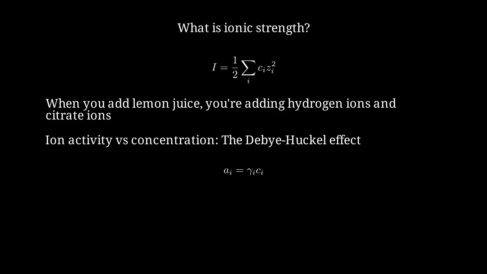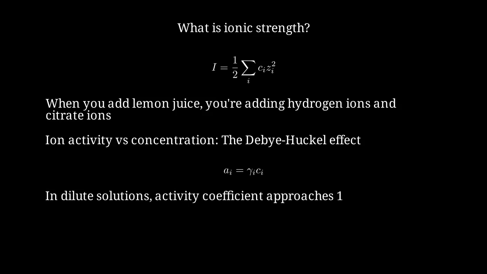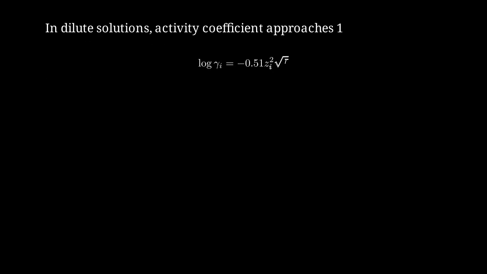Activity a sub i equals the activity coefficient gamma sub i times the concentration C sub i. In very dilute solutions, the activity coefficient is close to 1, meaning activity equals concentration. But as ionic strength increases, this coefficient decreases. According to the Debye-Hückel limiting law, log of gamma sub i equals negative 0.51 times z sub i squared times the square root of ionic strength I.